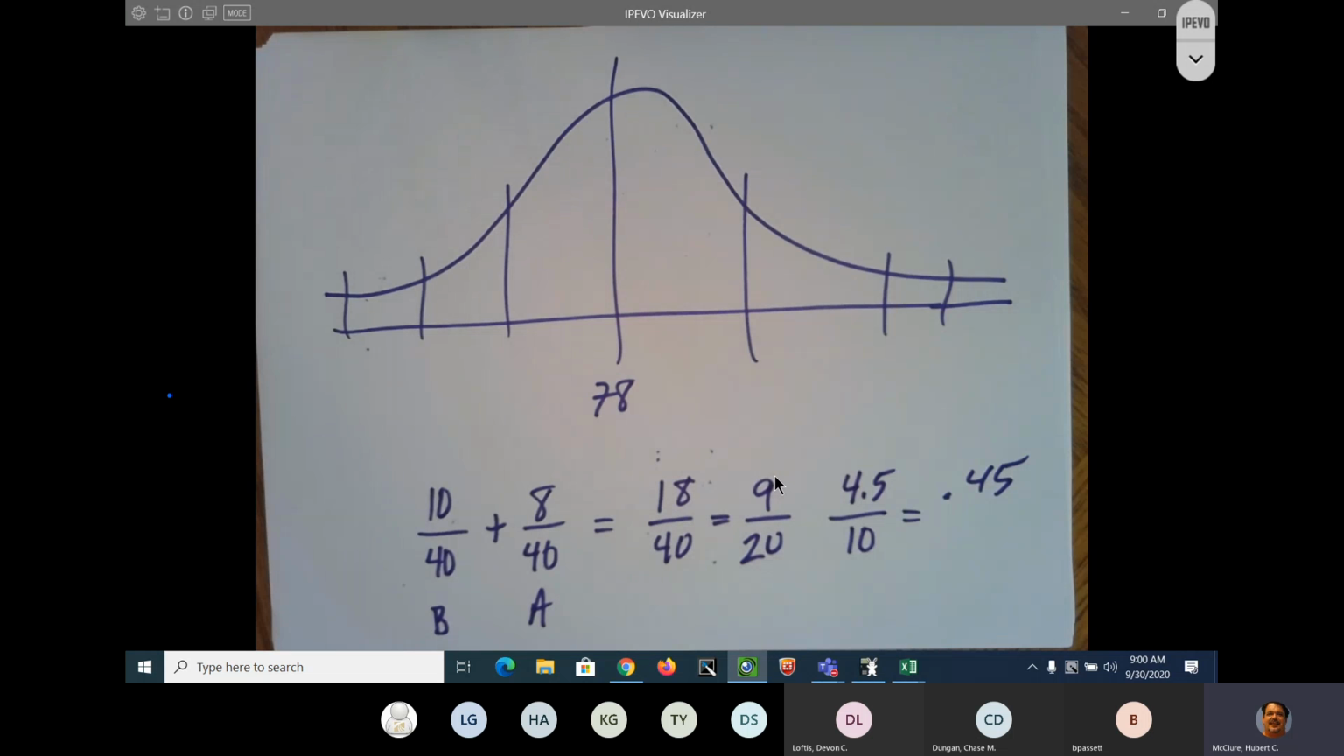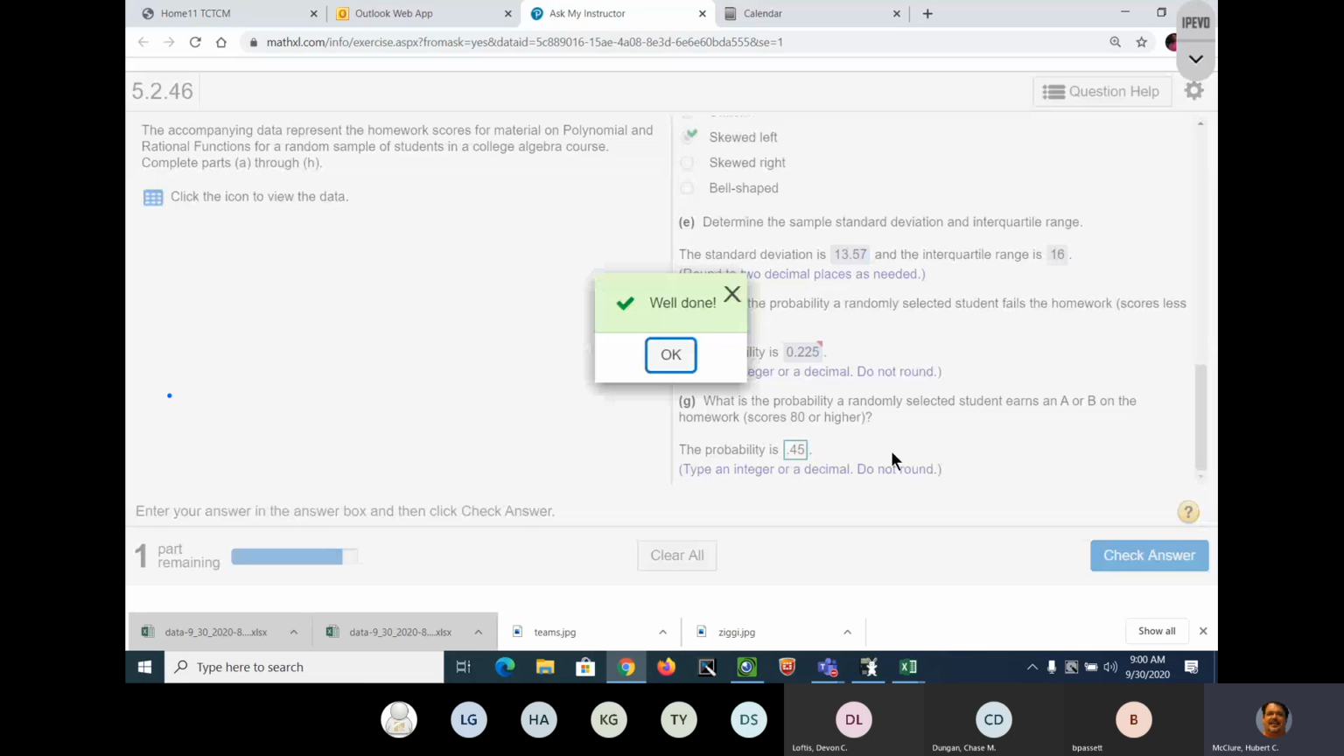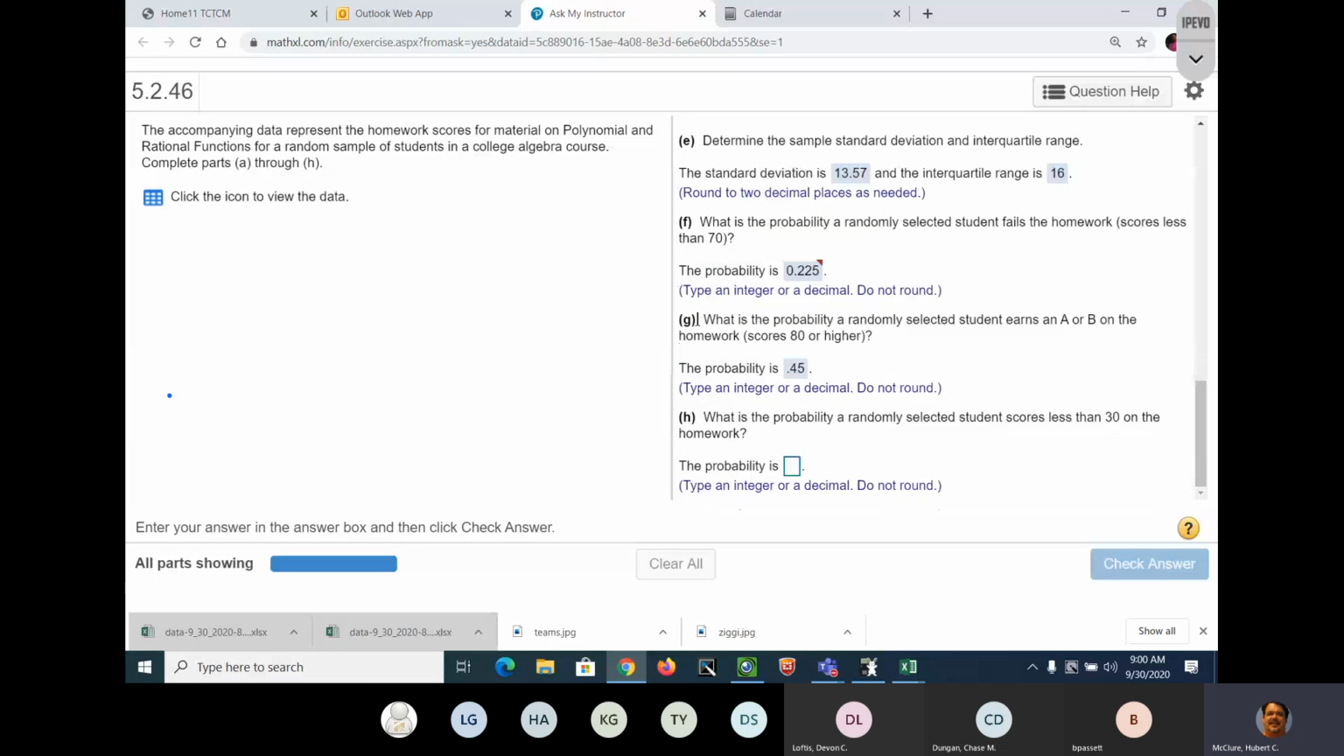I have no idea what they're doing. Okay, I have no idea what they're asking. Let me look again and see what they're asking because, oh, I hadn't typed it in yet. 0.45 is what I got. That's what they're doing. They're going back to the total. Good God. How many questions does this thing have? What is the probability a randomly selected student scores less than 30 on the homework?